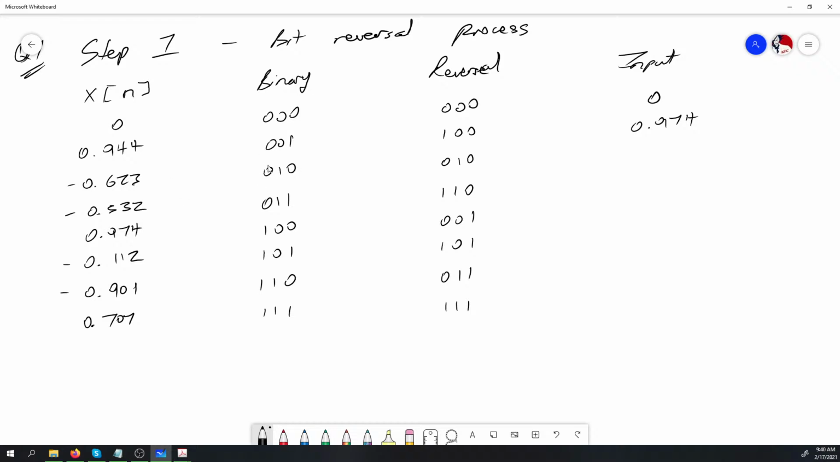We then look for 010. We match this back to 010. That's going to be minus 0.623. We then look for 011 and we do the match again. So 011 is here. The associated value is 0.901. Look for 100 here and match it up for the reversal. That's 0.944.